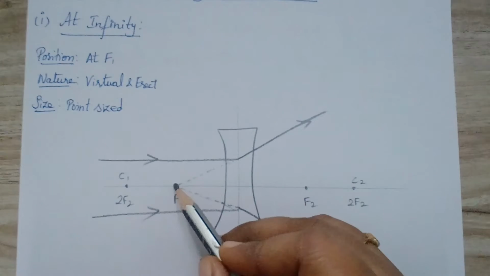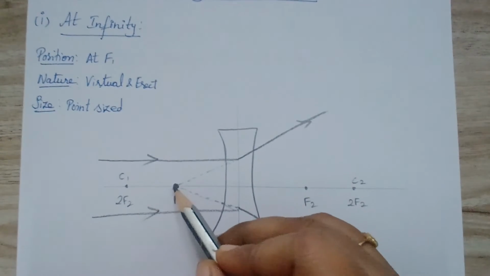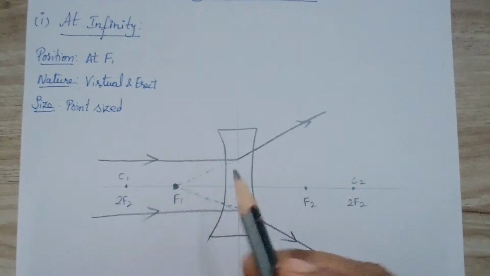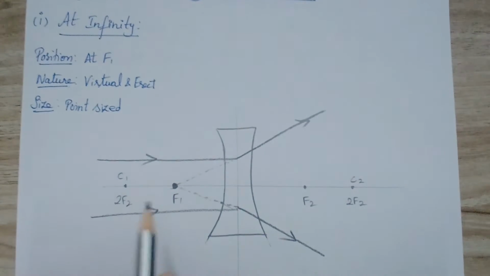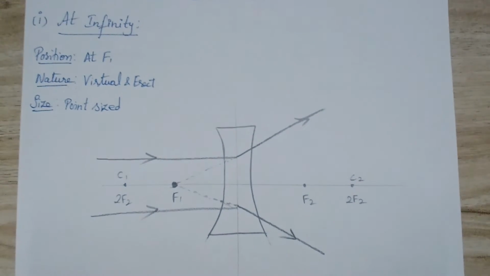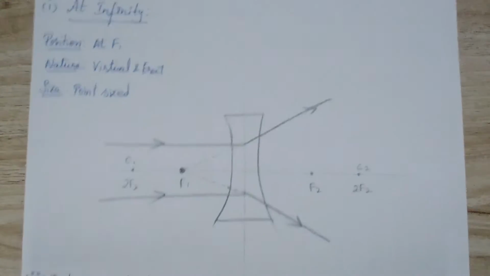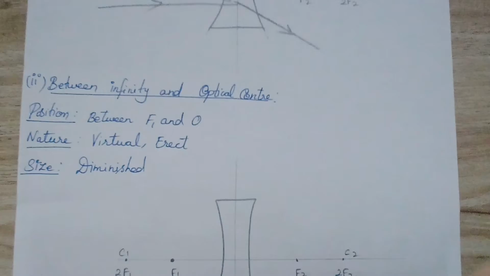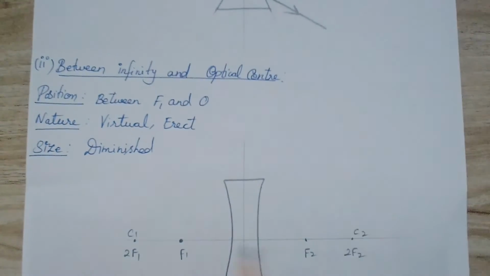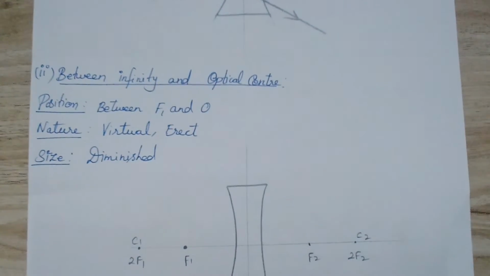Okay, so you will get only the virtual image, and that too erect. This is point sized. What is the size of the image? Point size. Clear? When the object is kept at infinity, you will get the position of the image on the same side of the lens, that is virtual and erect, at F1. Okay, point sized image.